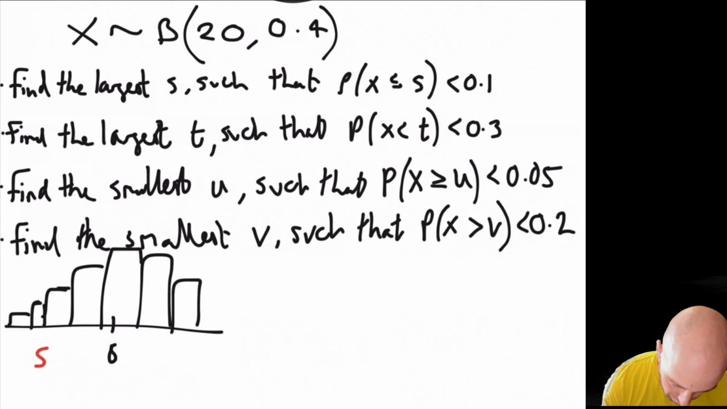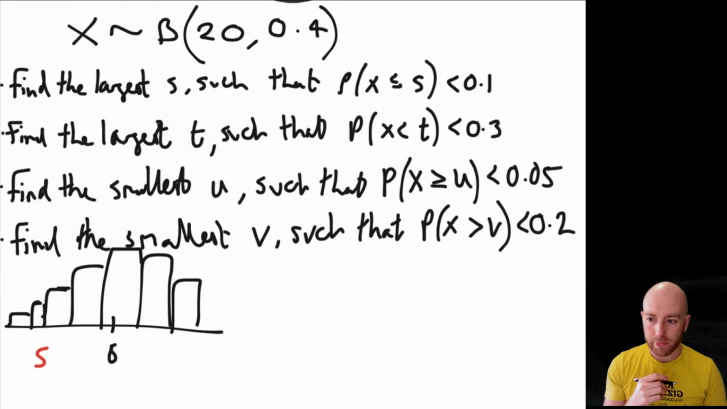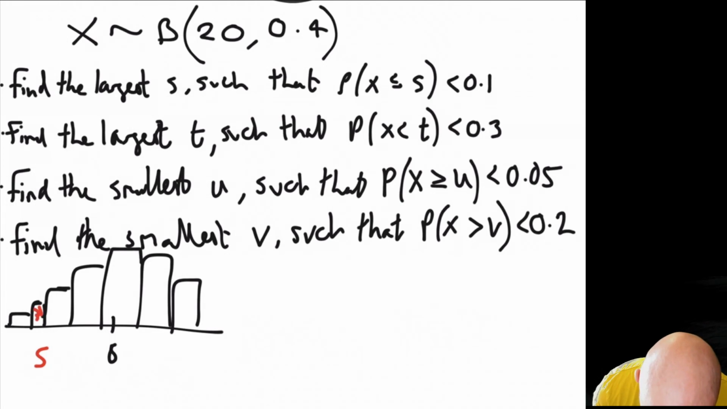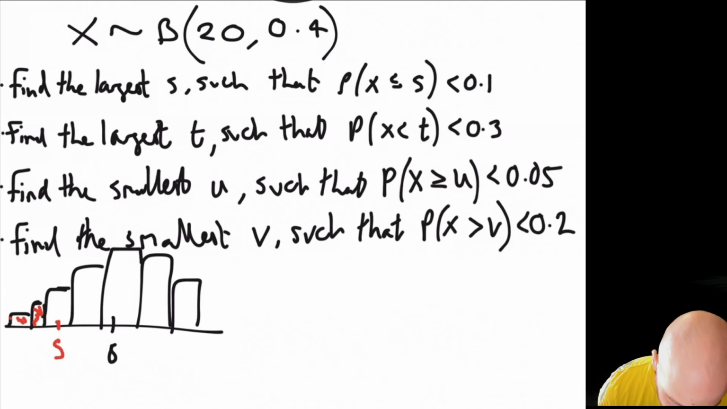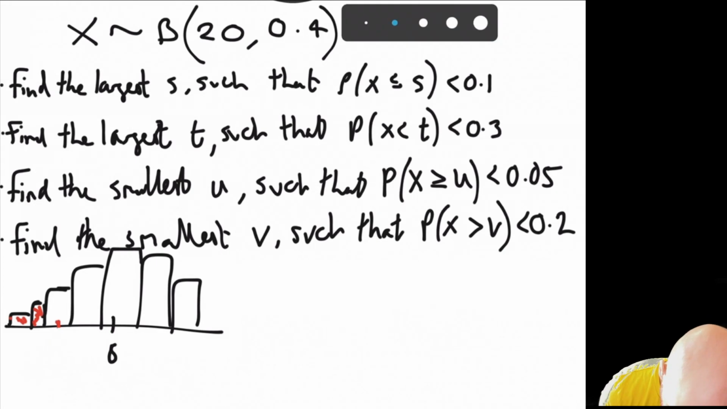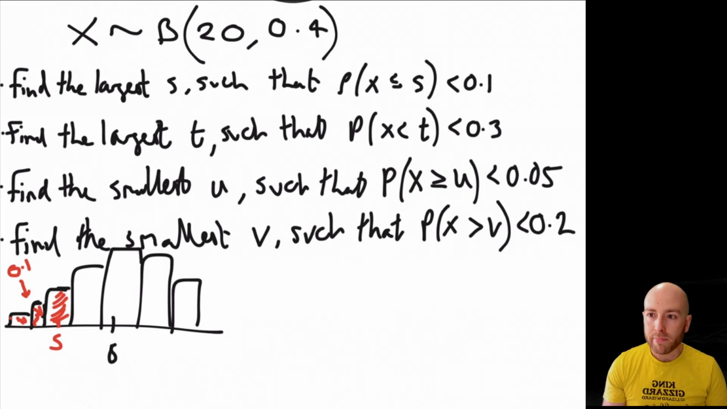s is going to be somewhere on that side of the distribution, because the probability of being less than s is 0.1. So if I make this one s, probability of being less than or equal to s, s should be shaded as well. So all that probability there is 0.1, and I want to try and find what that value is.